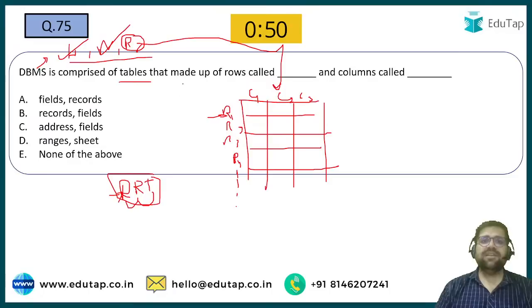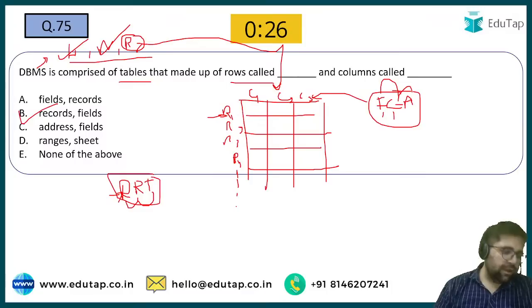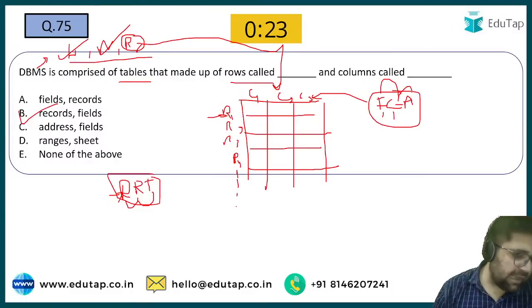Now a DBMS is composed of rows. Rows are called what? Records. And mind you, for columns you have to remember football club. F stands for field, C stands for column. So FC stands for column. You can call columns fields, and you also have to remember one more word, A: columns can also be called attributes. So this you have to remember, as simple as that. Okay, cool. The answer will be option B.